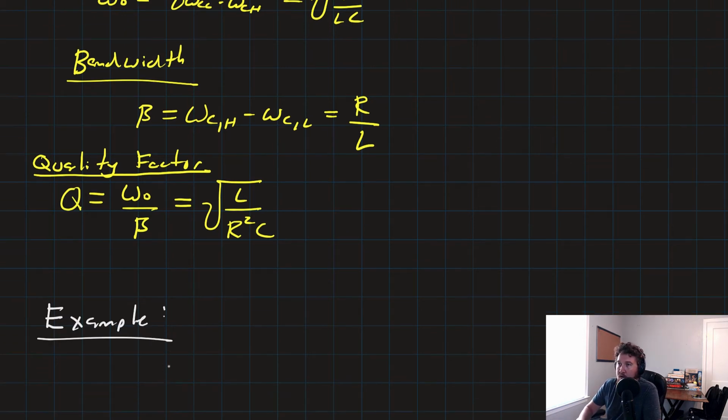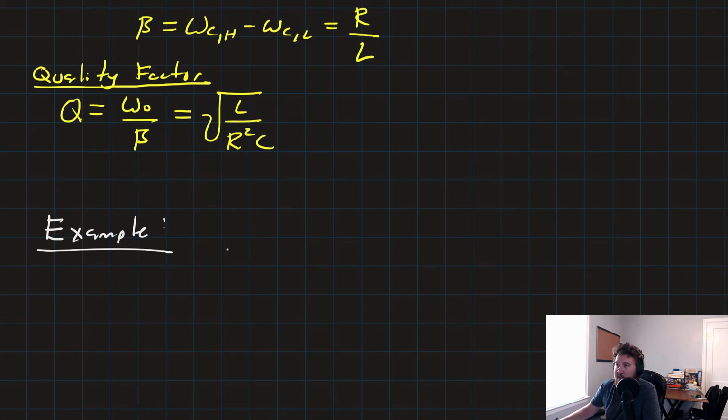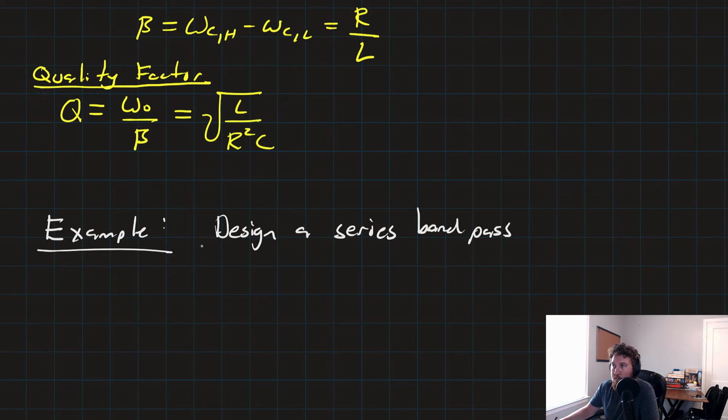Example. What we want to do is design a series bandpass filter going from 1 kilohertz to 10 kilohertz. Those are going to be our cutoff frequencies, and we'll see what values we get from that.